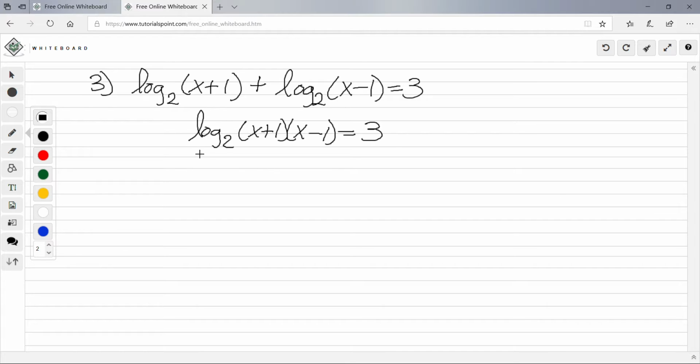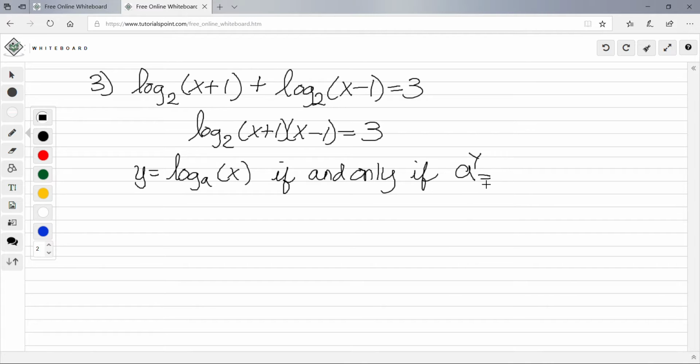Wait, before I simplify, let me write down a very important rule for our log. So this is a rule for the log. So log base a of x, y equals log base a of x if and only if a to the y equals x. Okay, so it says y equals log base a times x if and only if a to the y equals x. So if you have it in this form, you could put it in this form.